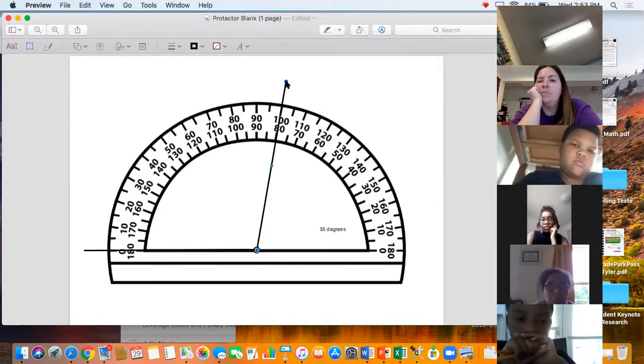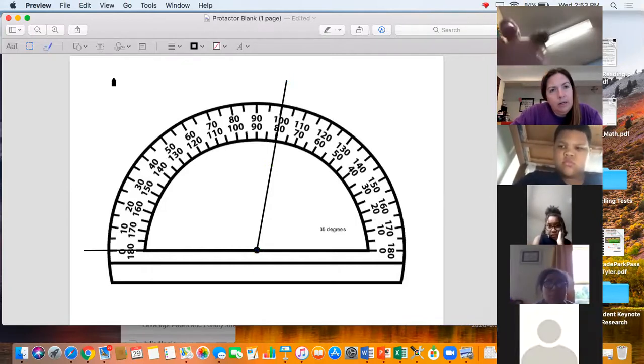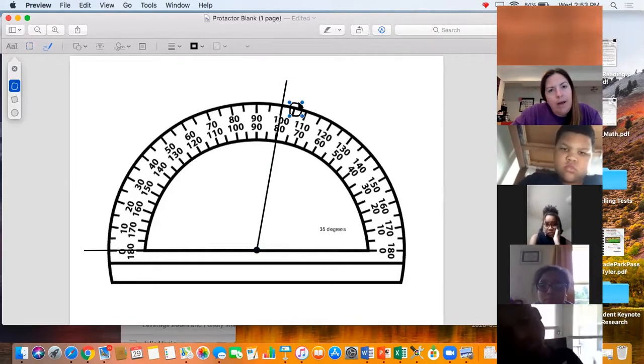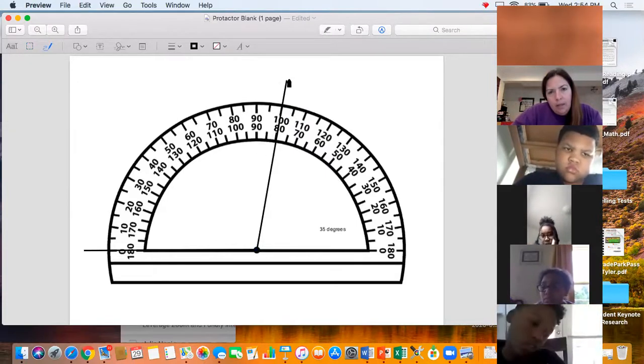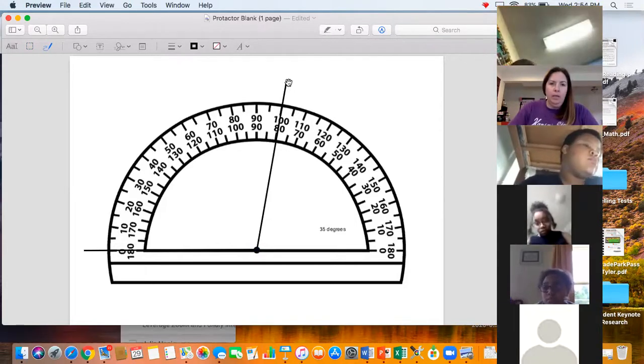105 degrees. It is 100 degrees. So we have 100, and then this line here that I'm circling, that would be 105, and then we have 110. Okay.